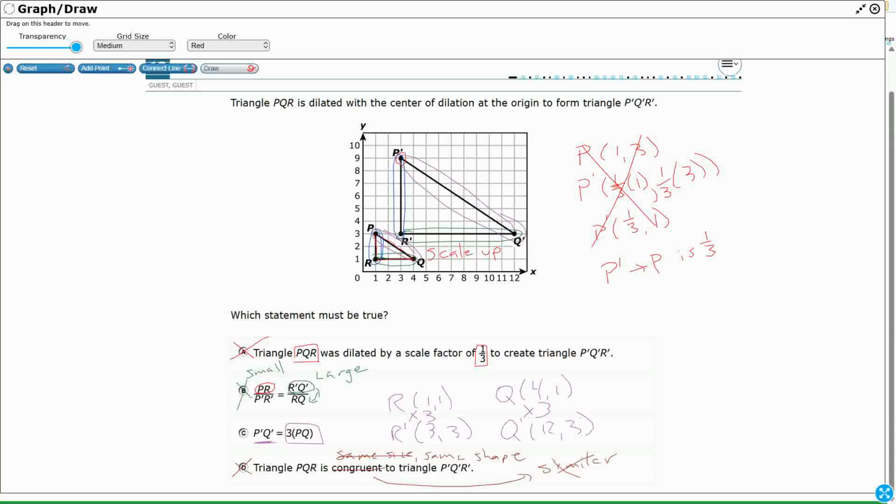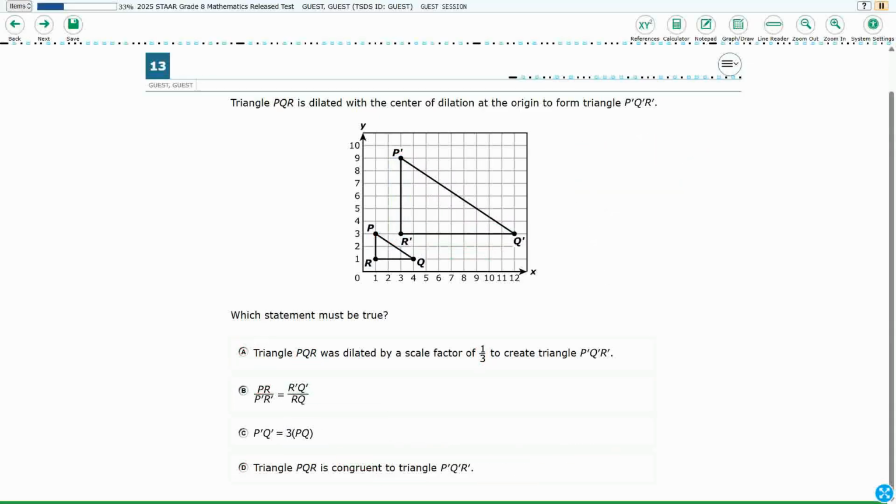So D is incorrect, which means, yes, our answer is going to be C. If you triple PQ, you will get P prime, Q prime.